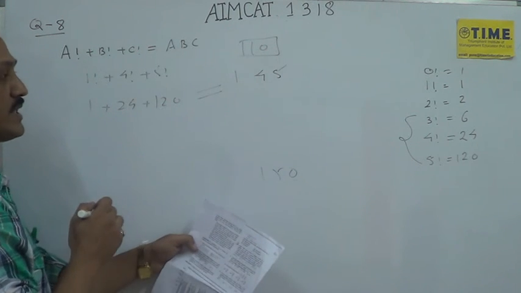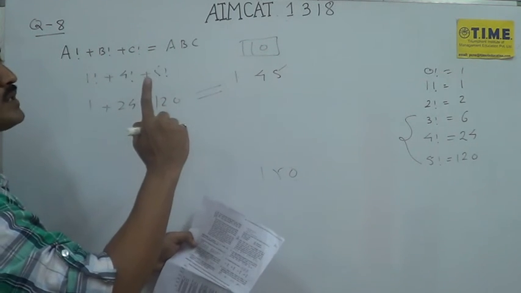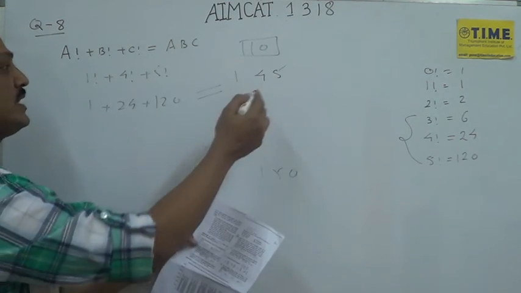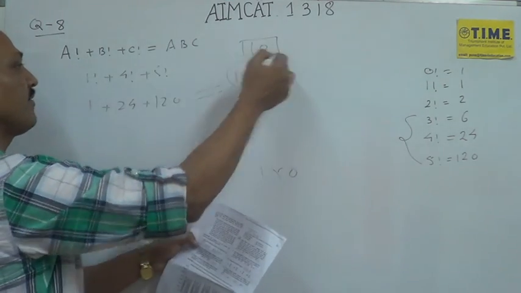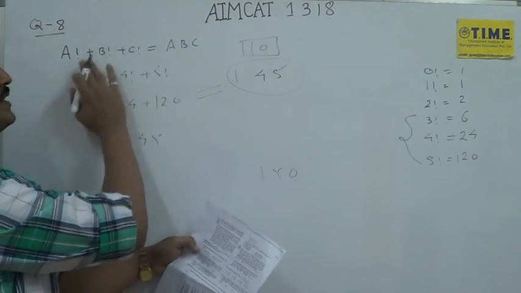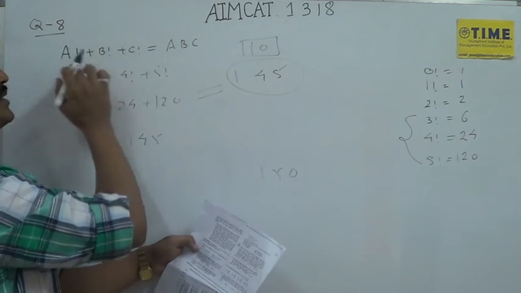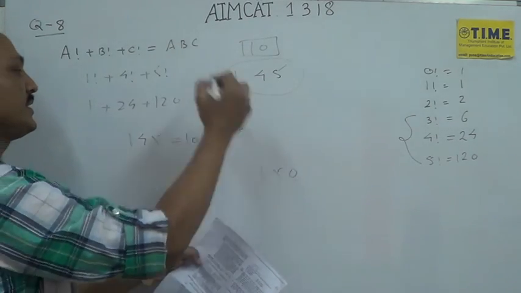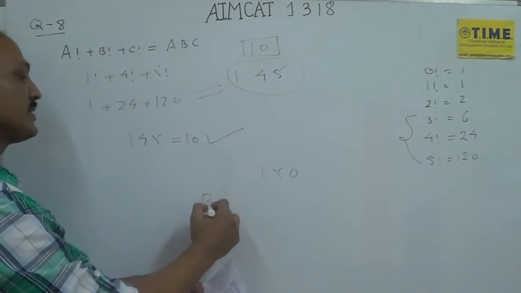And the way the question is asked, I am sure there is only one possible combination, because they ask what is the sum of the values of a, b, c, and this is the combination I can find which is fitting in. That means the number is 145, which satisfies left hand side equal to right hand side, and the sum of the digits is 10. Therefore, I'll mark the answer as B.